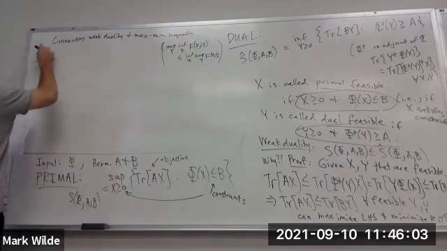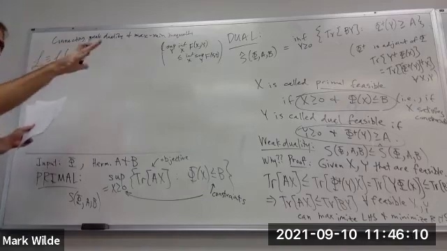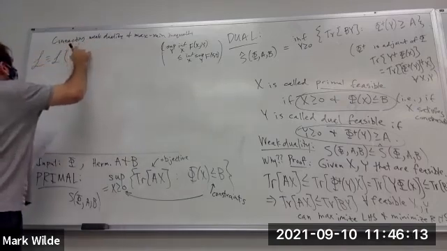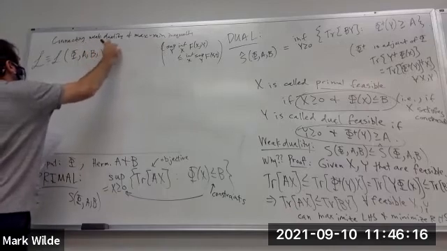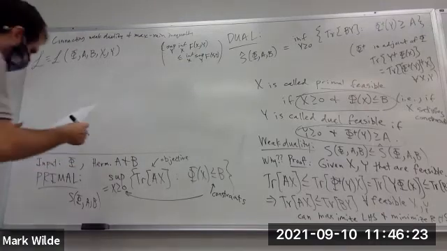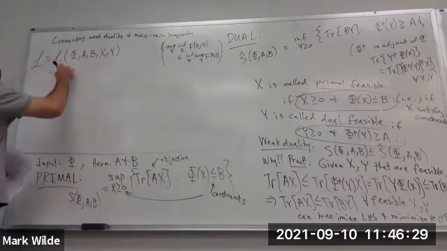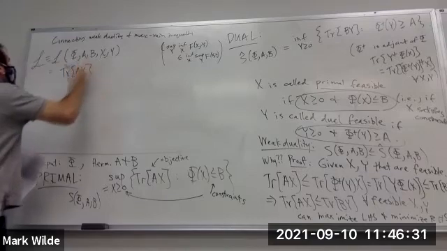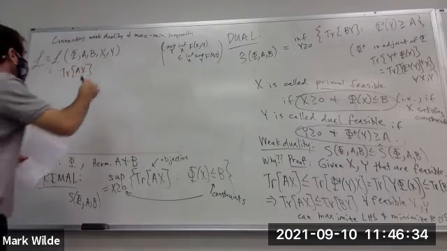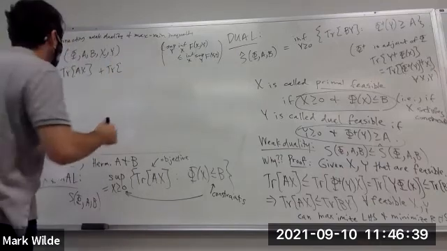So I'm going to write it big L, and this is a shorthand, it's a function of 5 things: phi, A, B, X, Y. Okay? All the different things that are involved in the optimization problem. So the objective function, trace AX, plus trace BY. I'm going to first write it like this.